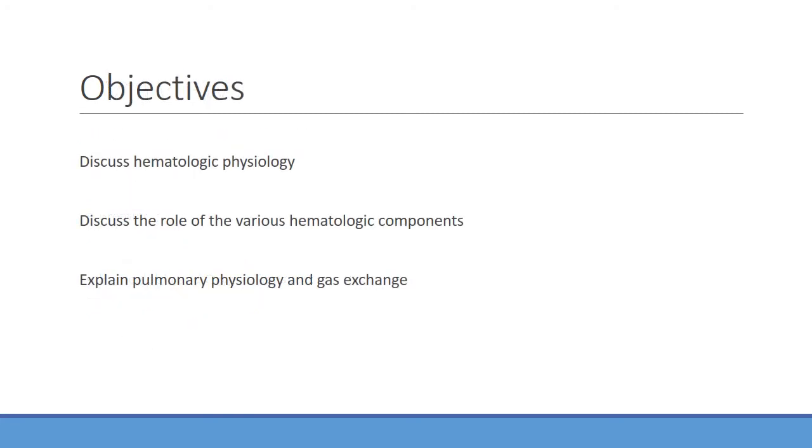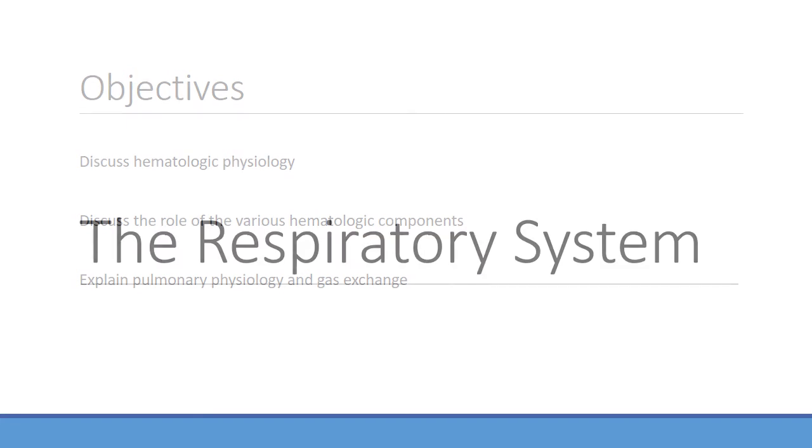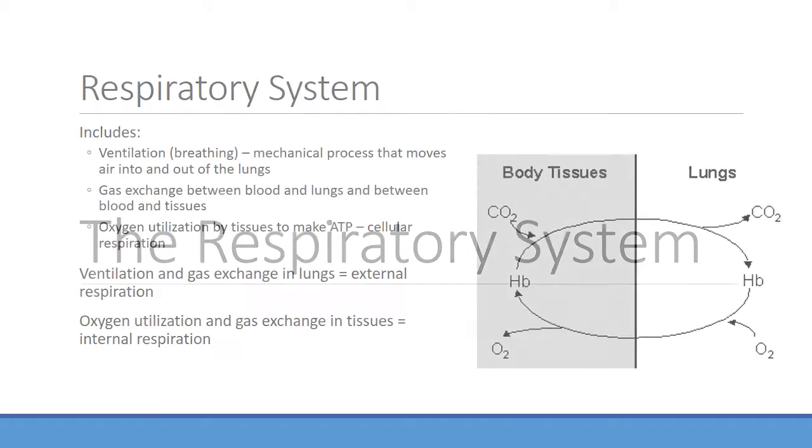So again, the objectives: discuss some of our hematologic physiology. We'll talk about the hematologic components involved in respiration, and then some of that pulmonary physiology and gas exchange. Okay, so the respiratory system.